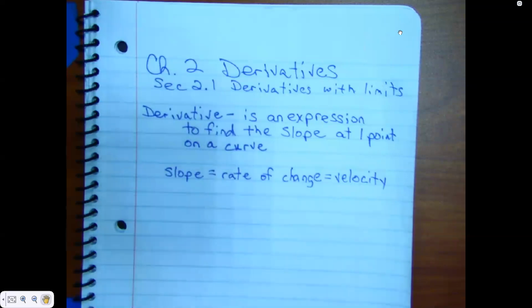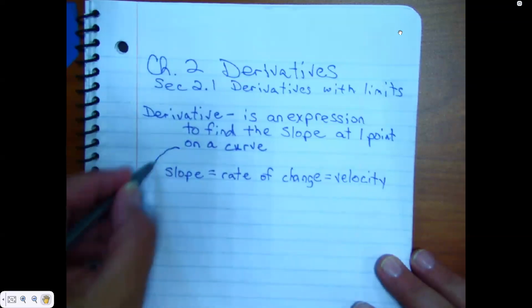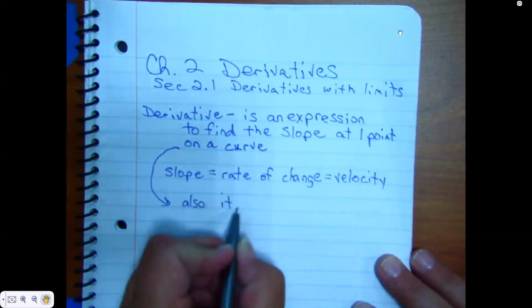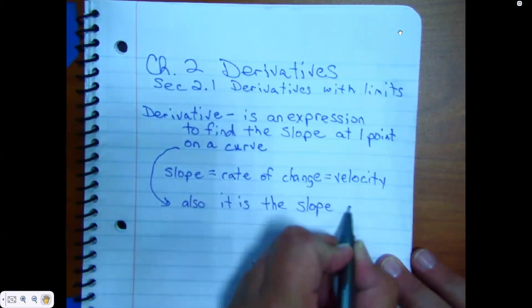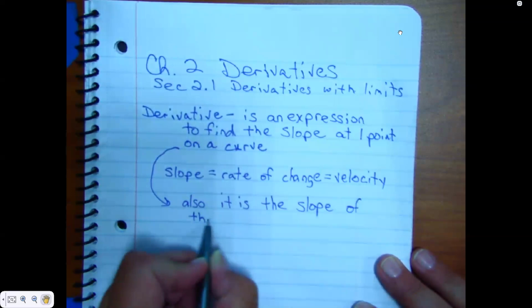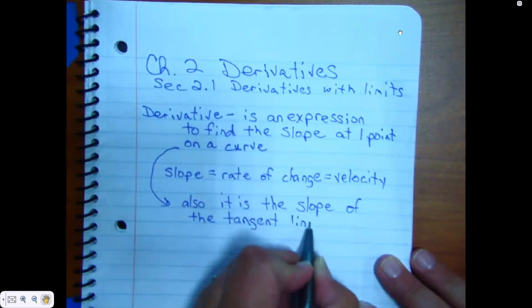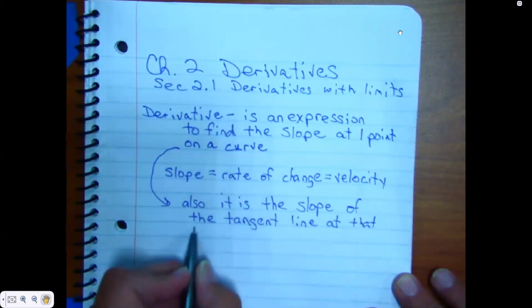Oh, also, another way to think of it. We can also do this. Also, it is the slope of the tangent line. It's the slope of the tangent line at that 1 point.